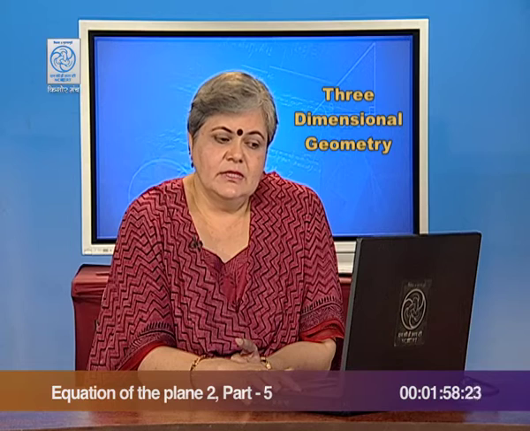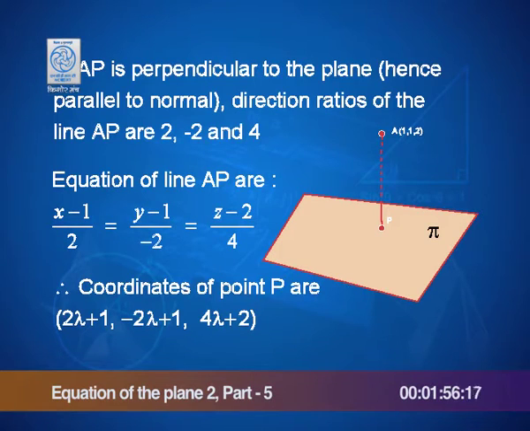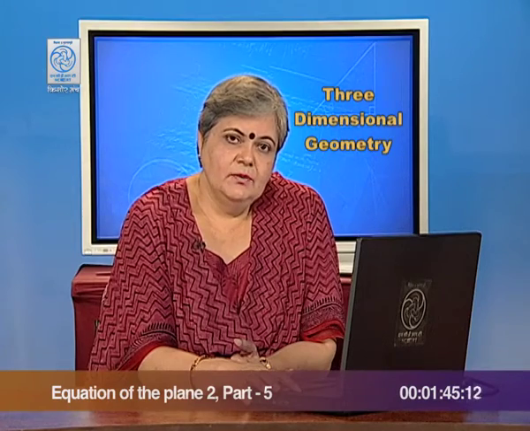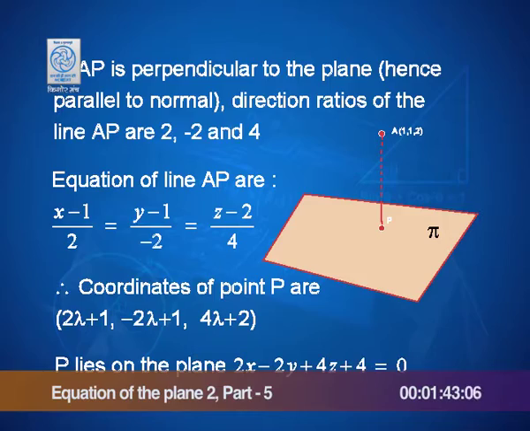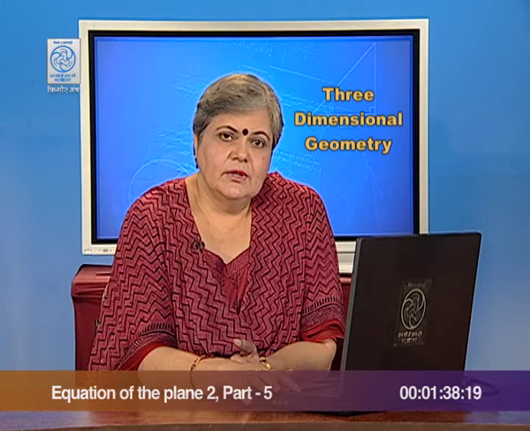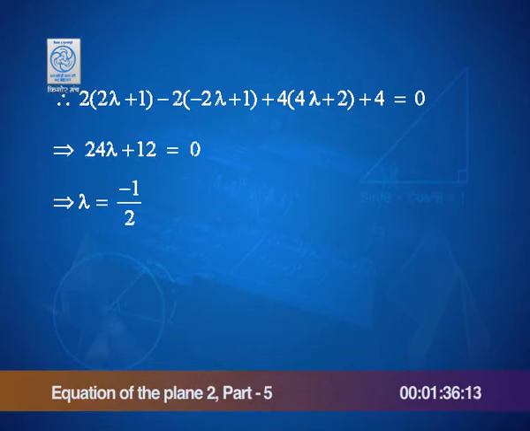Therefore, P, which is a point on the line, can be written as (2 lambda plus 1, minus 2 lambda plus 1, 4 lambda plus 2). This point P must lie on the plane, so it must satisfy the equation of the plane. If I replace x, y, z with the coordinates of P, I get a linear equation in lambda, which gives us the value of lambda as minus half. With this value of lambda, we are able to find the coordinates of the point P.